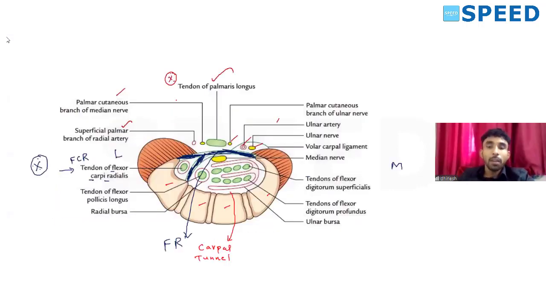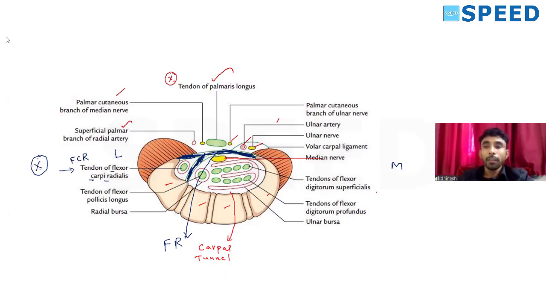And see this diagram. What are the structures passing deep to the flexor retinaculum? That means through the carpal tunnel. Can you tell me the only nerve which passes deep to the flexor retinaculum, the one I am marking now? Yes, the median nerve, isn't it? The median nerve passes deep to the flexor retinaculum, through the carpal tunnel, otherwise we can say.